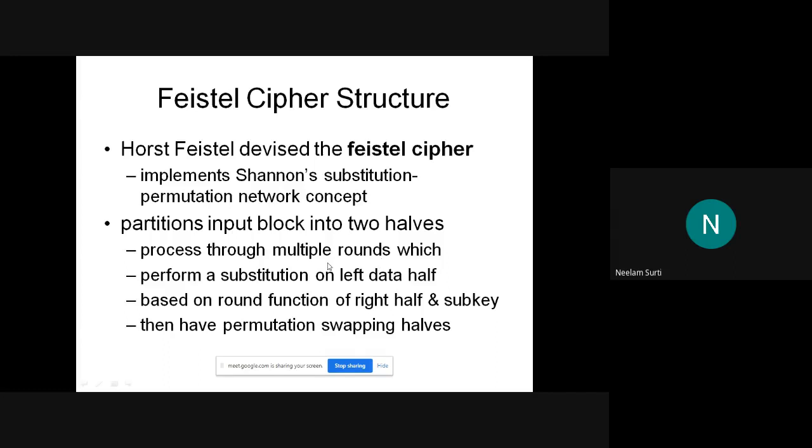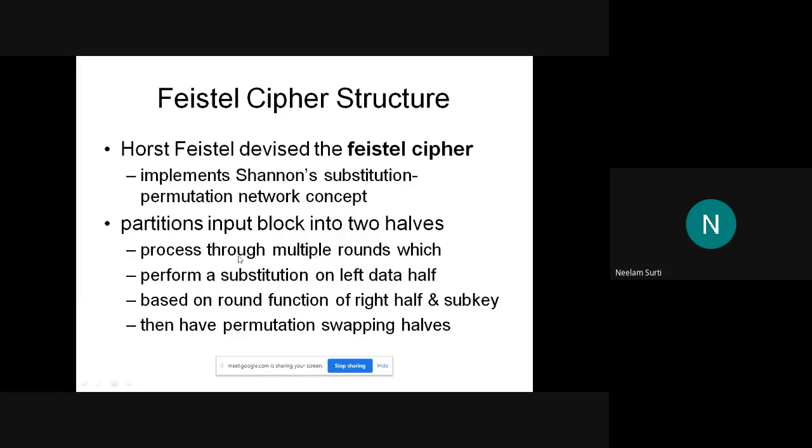We will see how many rounds there are in the case of DES, in the case of AES, and in Triple DES. The number of rounds differs depending on the modern block cipher. This is the most important part: you have multiple rounds, and all the modern ciphers have different numbers of rounds.